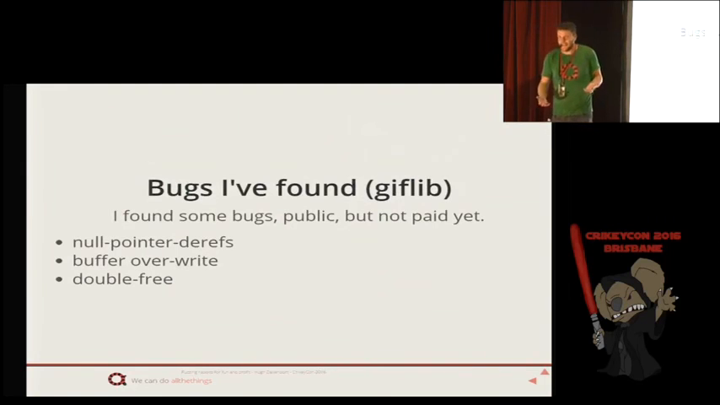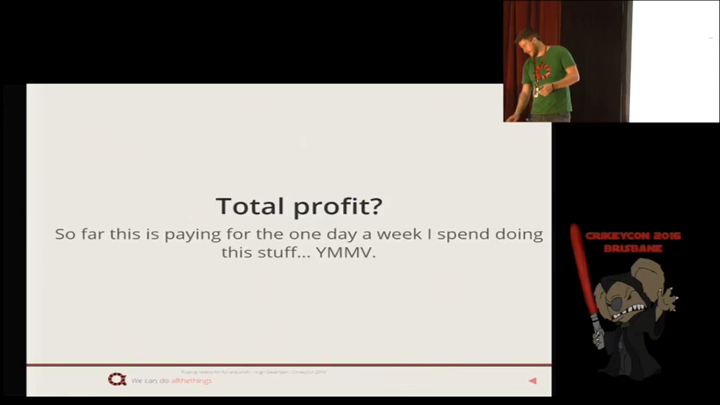So GIFlib, I found some bugs in GIFlib. They're public, so they're upstream in GIFlib. They've been patched, they've been released. I just haven't been paid yet, so this is through Google as well. Secretly I have been paid, but I won't put it in the slides just yet, because I haven't updated the slides, but I might talk about it. So I found some boring null pointer dereferences, some buffer overwrites, and a double free exception. I don't have anything on them because I haven't updated the slides, because now they're paid.